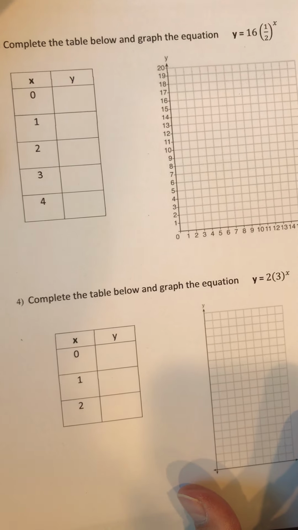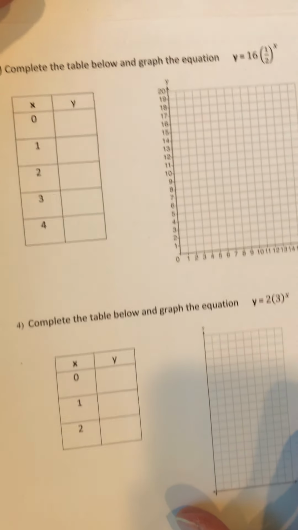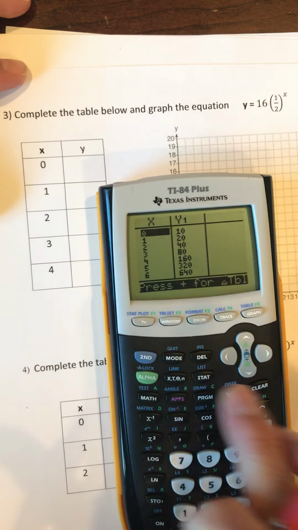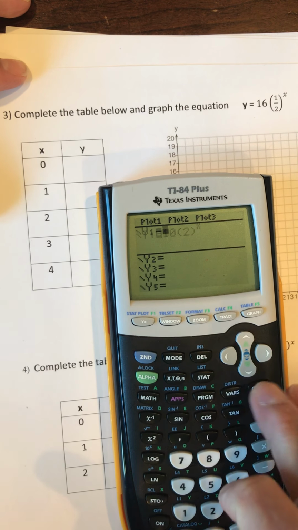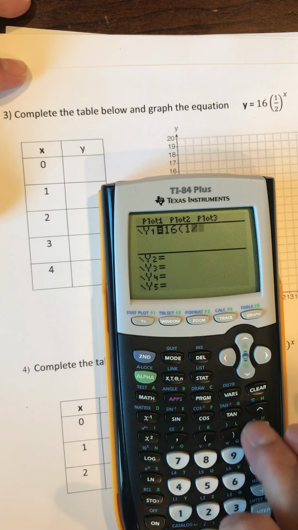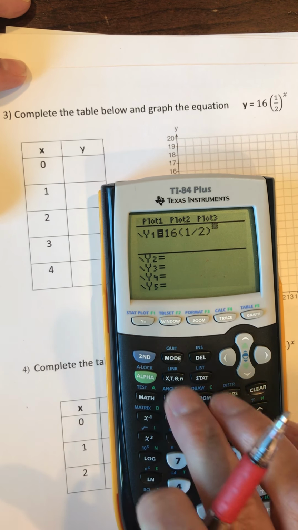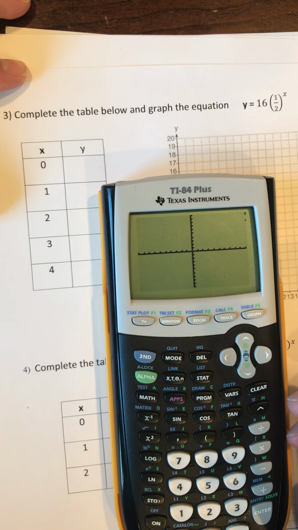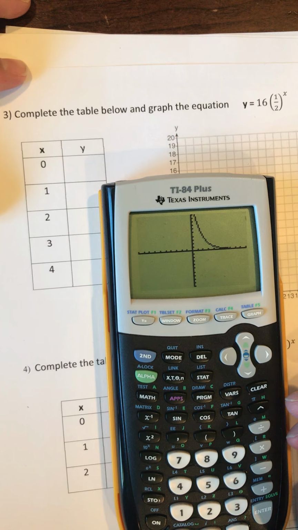Number 3. I want to graph y equals 16 times 1/2 to the x. So I go to my calculator. 16, parentheses, 1/2, 1 divided by 2, exponent x. If you want to take a quick look at the graph to see what it looks like, it's going to decrease.